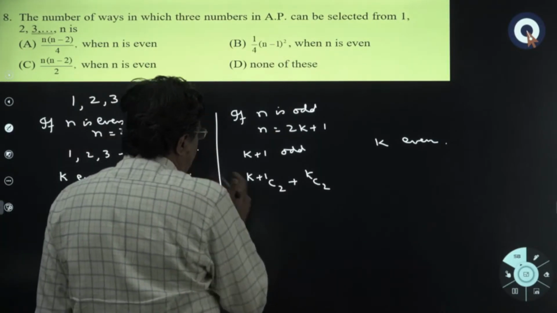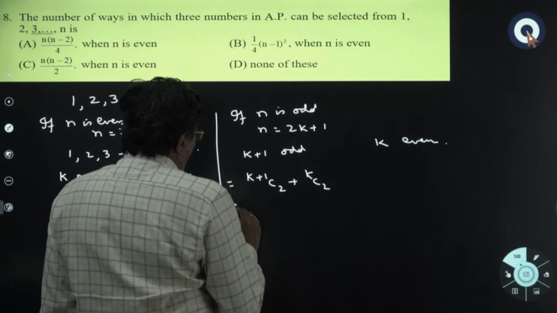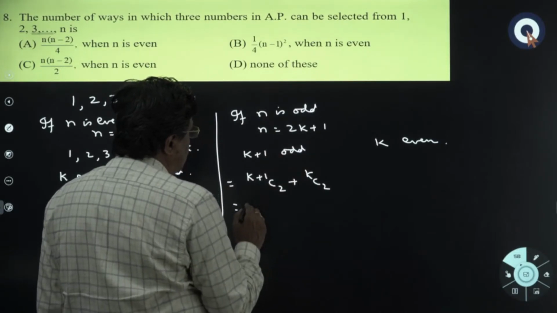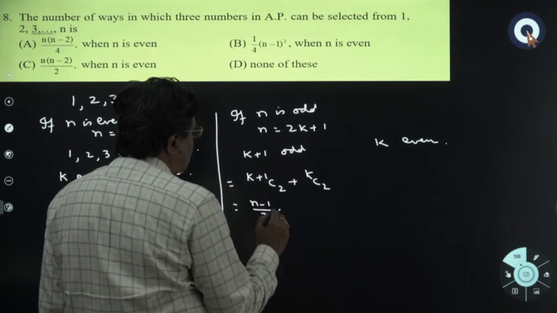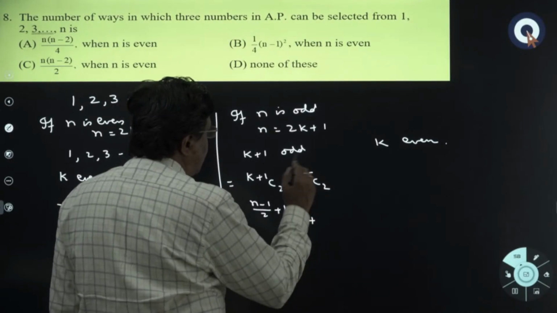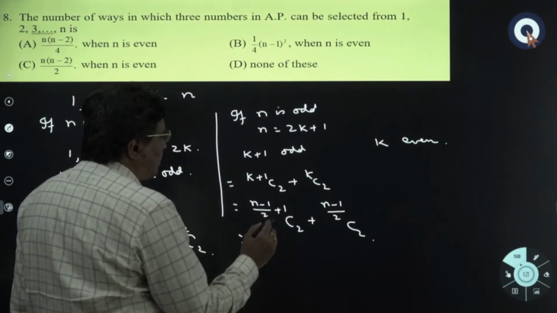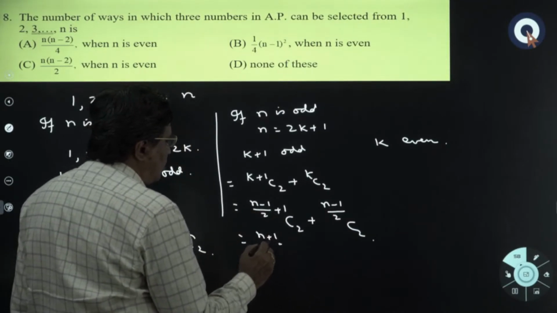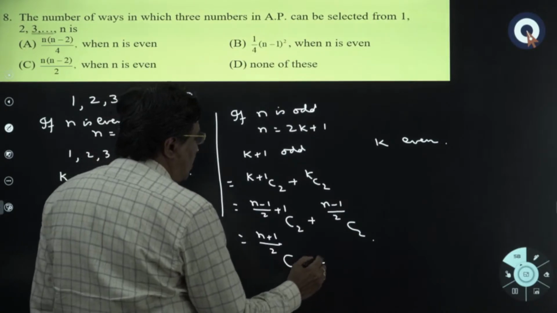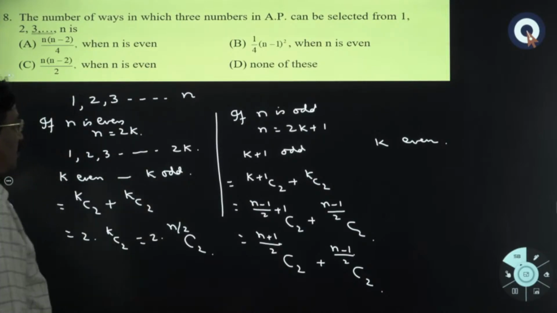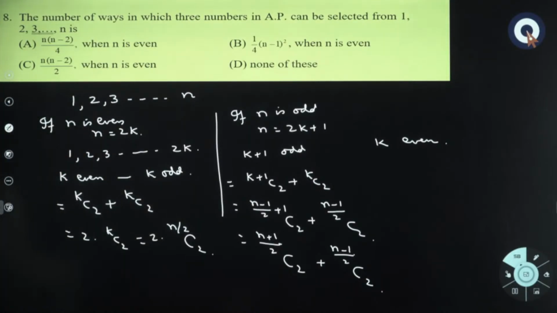So in this case, k is (n minus 1) by 2, so this will be ((n minus 1) by 2 plus 1)C2 plus ((n minus 1) by 2)C2. So you get (n plus 1) by 2 C2 plus (n minus 1) by 2 C2 as the total number of ways in which you can do this. Now, in the case all the options are being asked for when n is even.